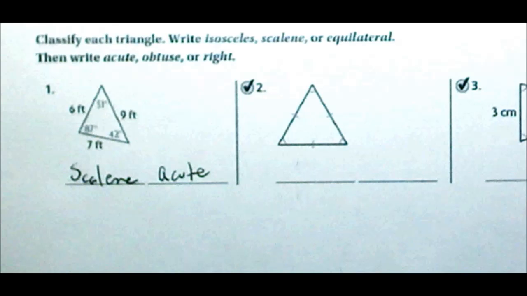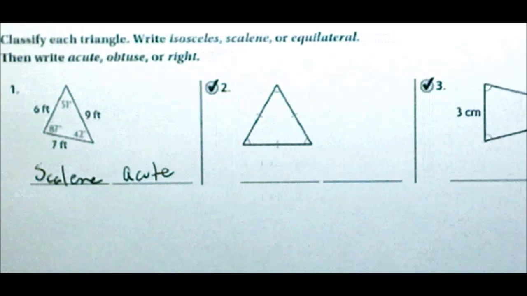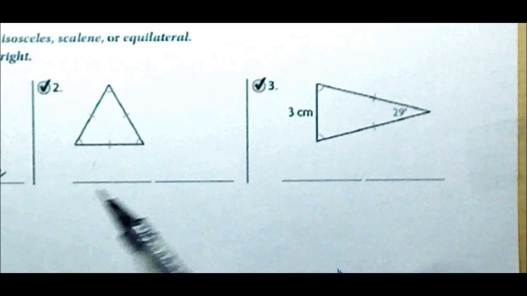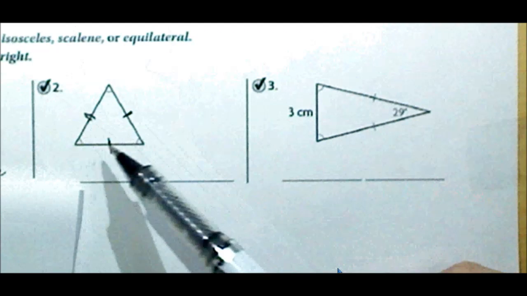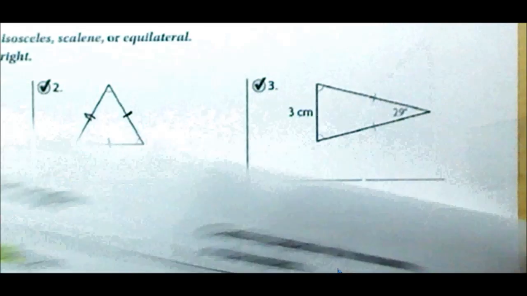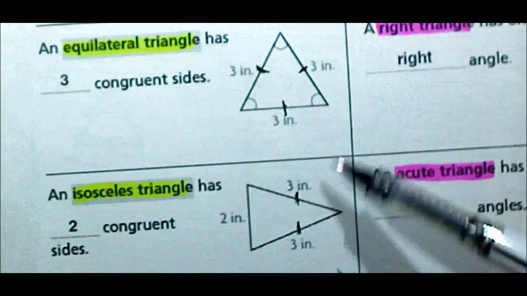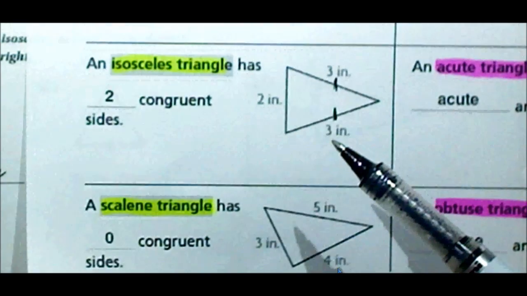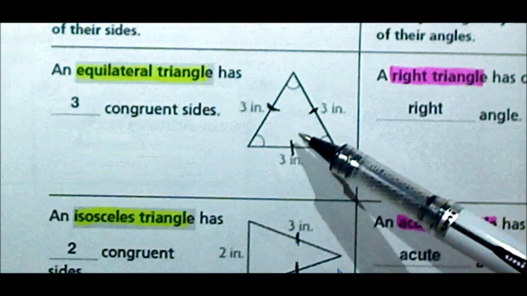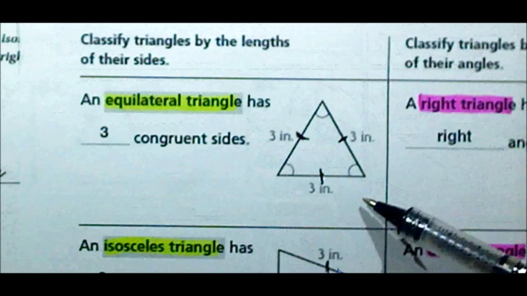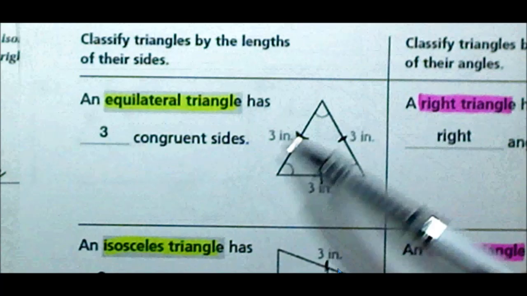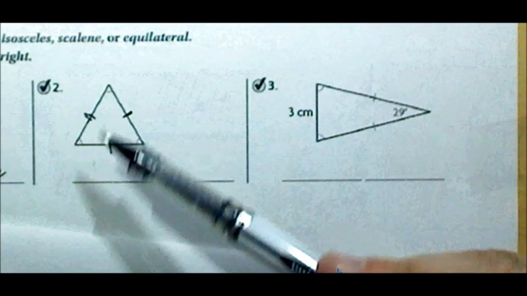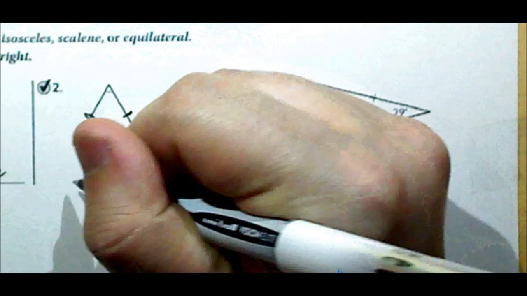Now we have this one. You notice that there are these tick marks here. That indicates that each of these sides with the tick mark are the same length. If we look at the list of side length classifications, we can see there is an example of a triangle like that. That is an equilateral triangle. An equilateral triangle has 3 congruent sides. This has 3 congruent sides. All 3 sides are the same.